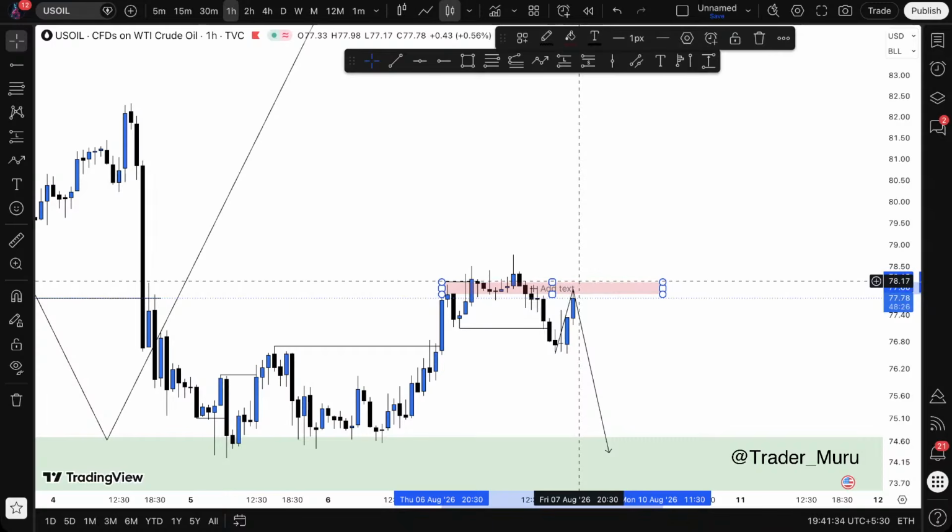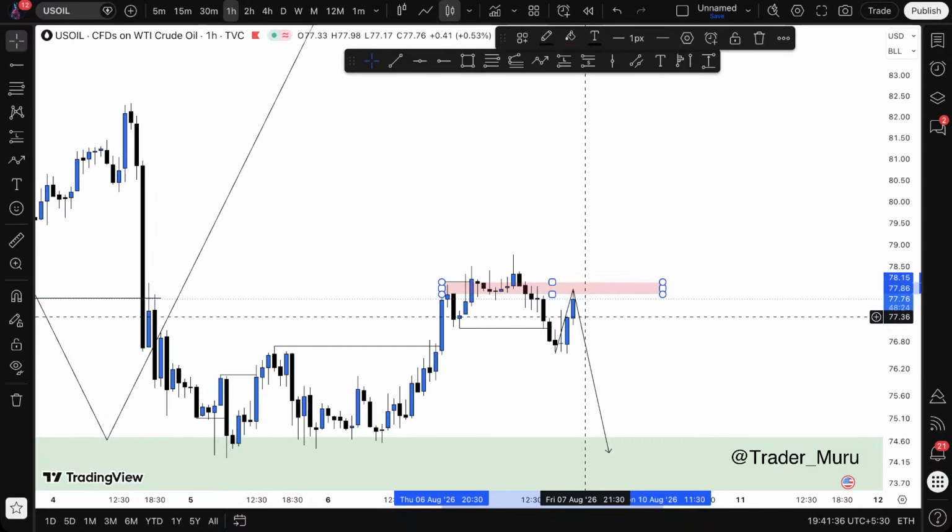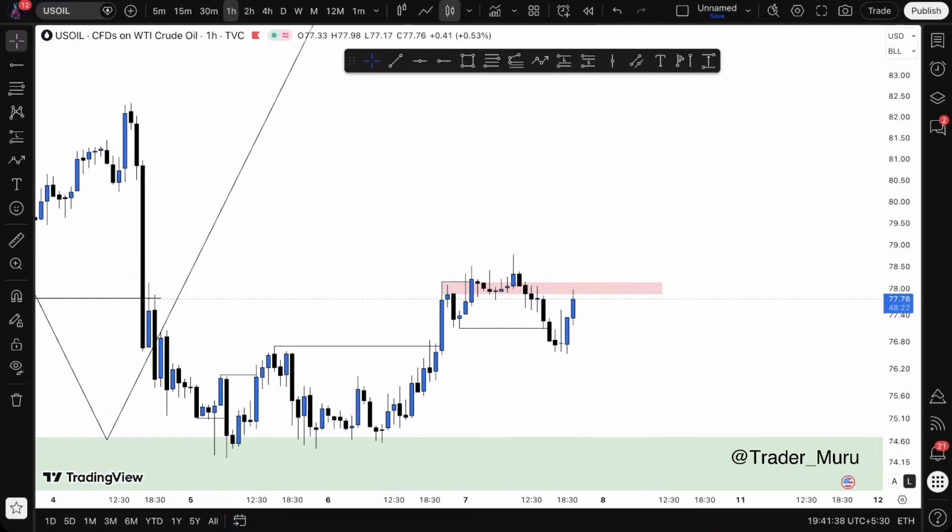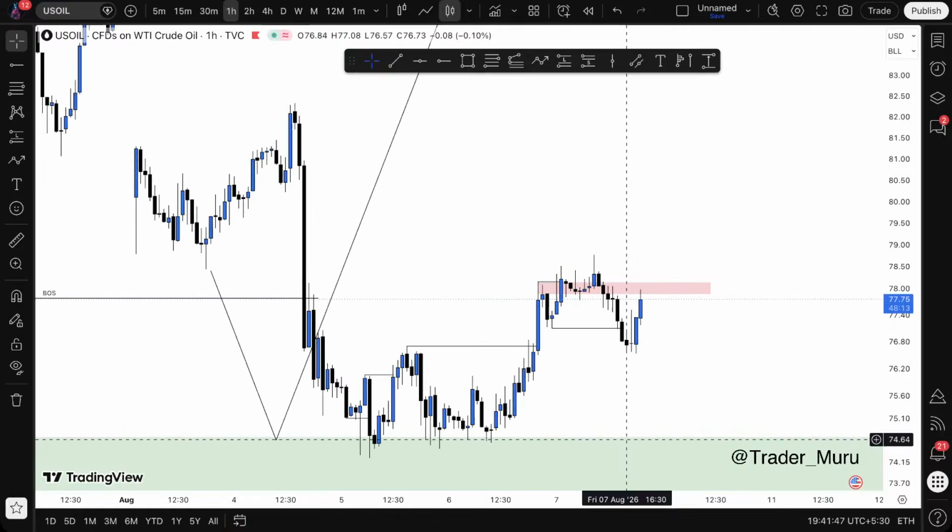This candle should not close above this red zone. 1 hour candle, wait for this 1 hour candle closing. If it doesn't close above this area, you can short it with stop loss above this high. Price should drop.